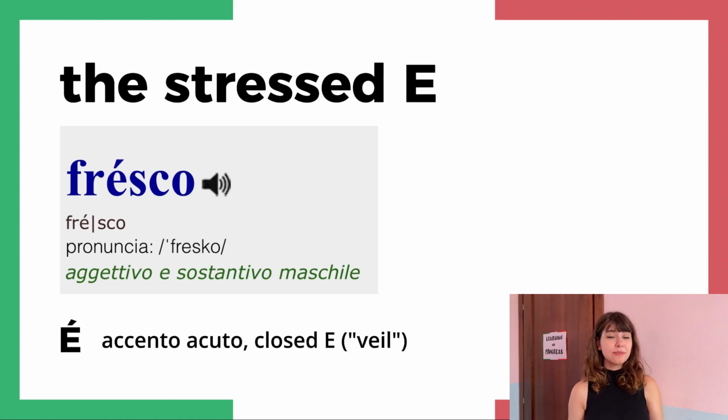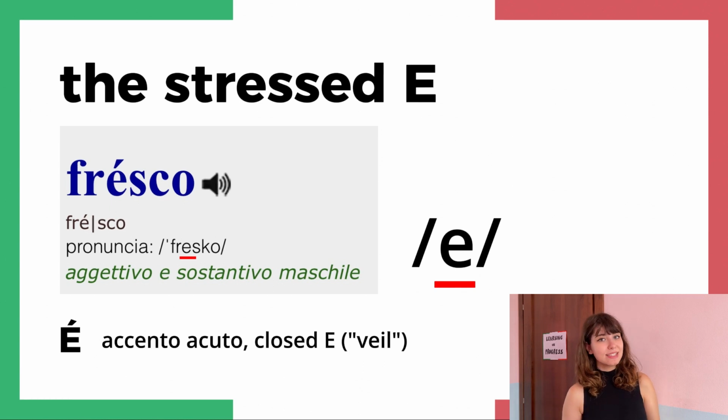As you can see, the E has an accento acuto, lower on the left, higher on the right. So it has to be pronounced as a closed E, as in veil. Also, with reference to the International Phonetic Alphabet, this is the symbol that indicates a closed E. It looks just like a normal E. Fresco, fresco. Now a little test for you.